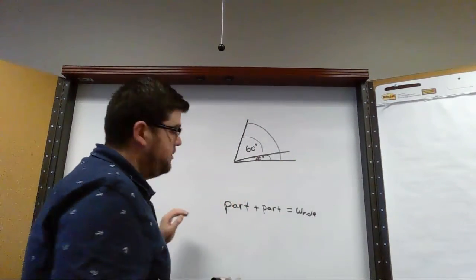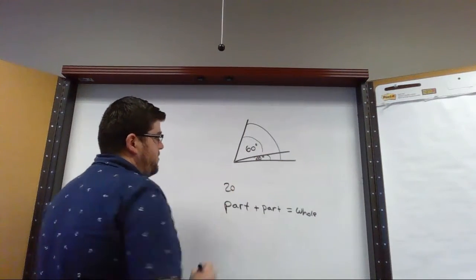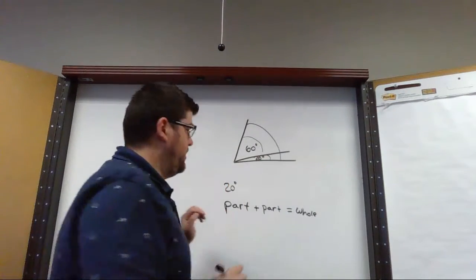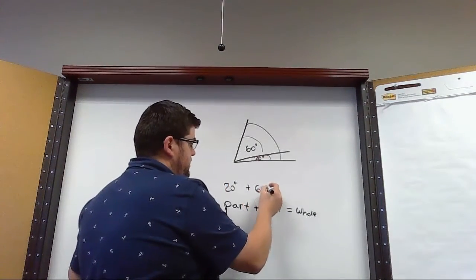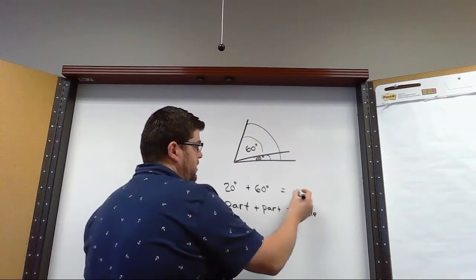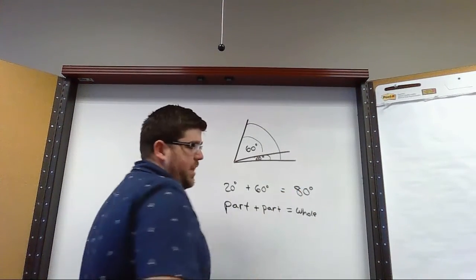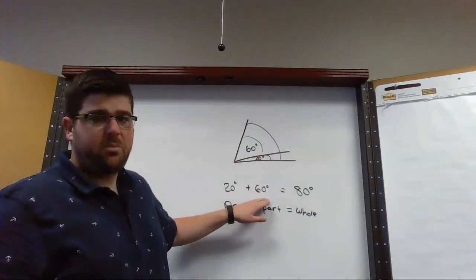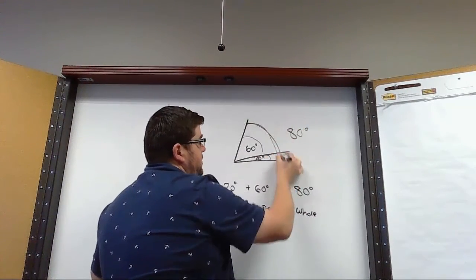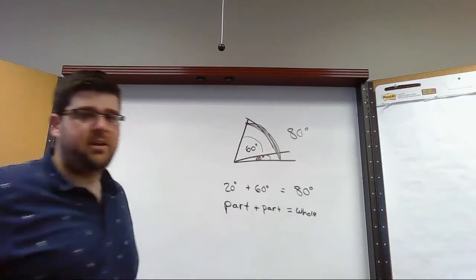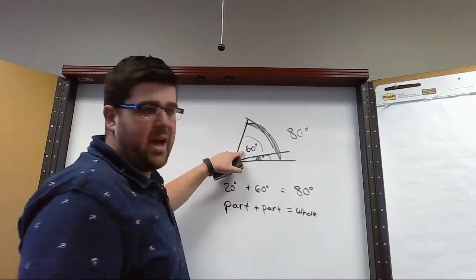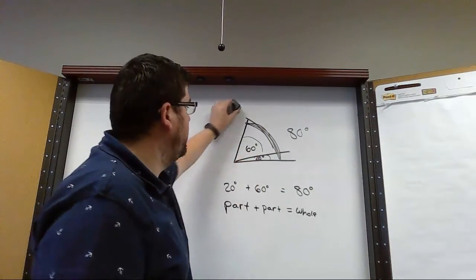So to do that, I ask myself, what's my one part? I have a part that's 20 degrees. I have a part that is 60 degrees. And then I have all together, that's going to equal 80 degrees. If I add my part plus my part, I get my whole of 80 degrees. So that means that this angle from here to here is 80 degrees. Those ones generally aren't too bad, where you add a part plus the other part to get the whole.